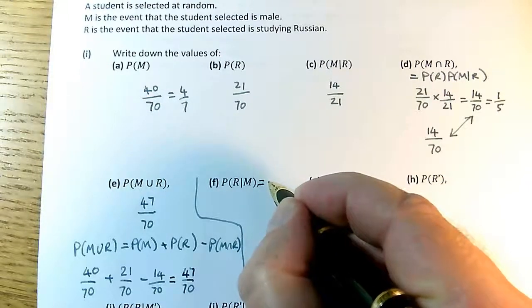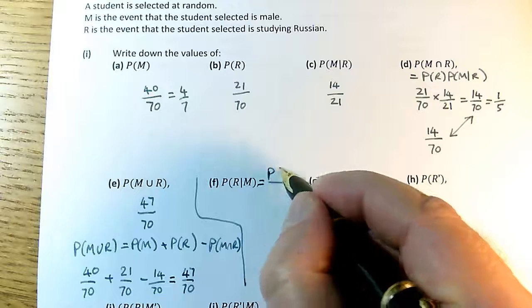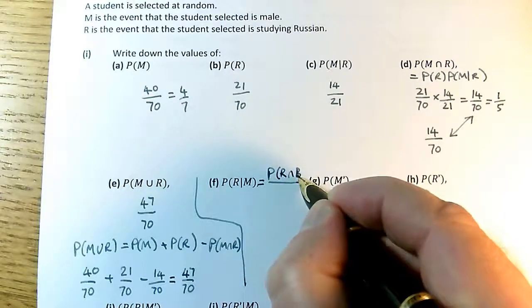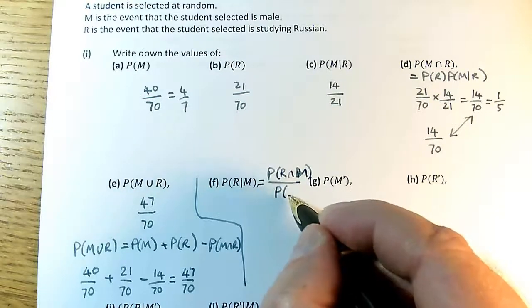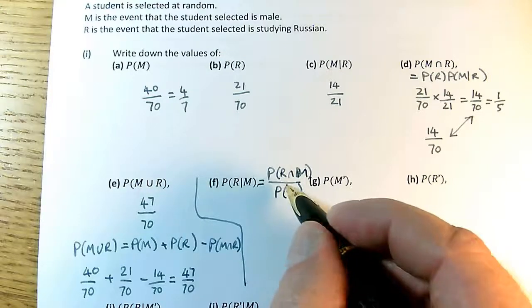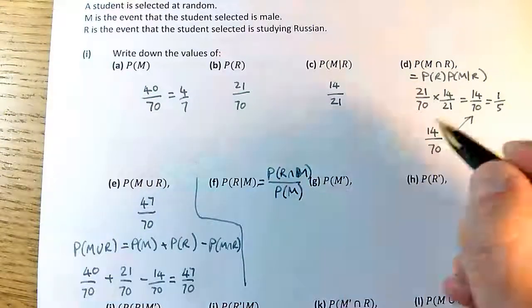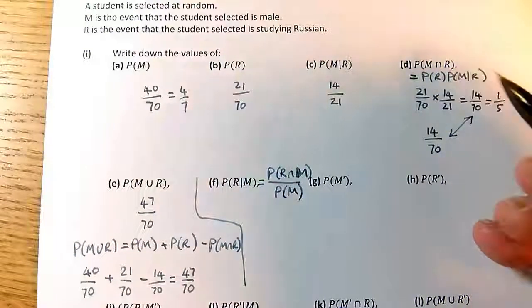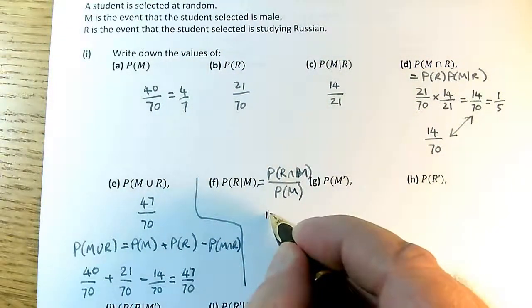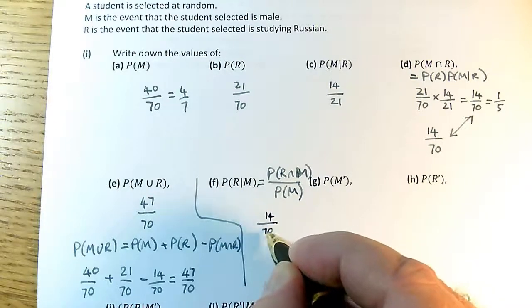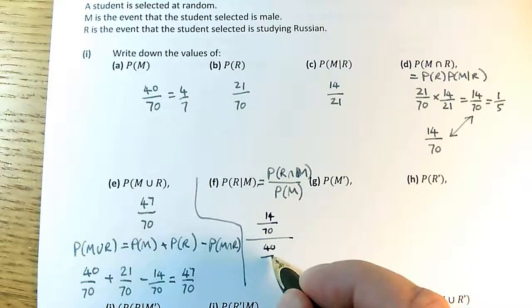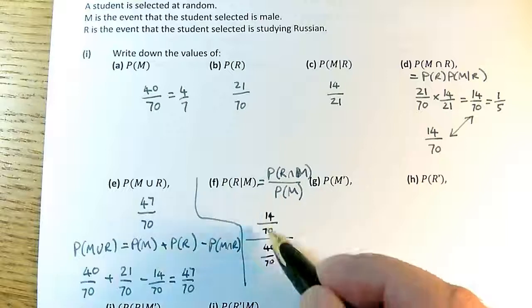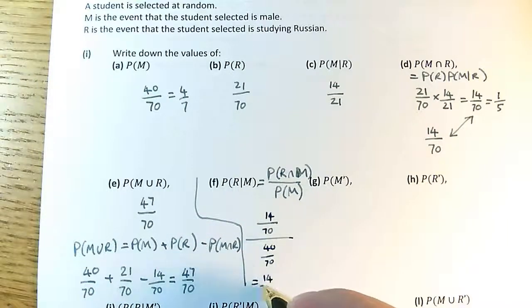Okay, the next one is the probability of being Russian given that I'm male. Well, remember, this is a fraction. Okay, using the rule, we've got the probability of being Russian and male on the top, and we divide by the probability that comes after the given sign, the probability of being male. So probability of being Russian and male is the same as the probability of being male and Russian. It's 14/70. It's going to be more convenient with the 70th version. And on the bottom of the fraction, the probability of being male, here it was 40/70. And as we've seen before, the 70ths can cancel, and I end up with 14 over 40, which is the same as 7/20 if you like.